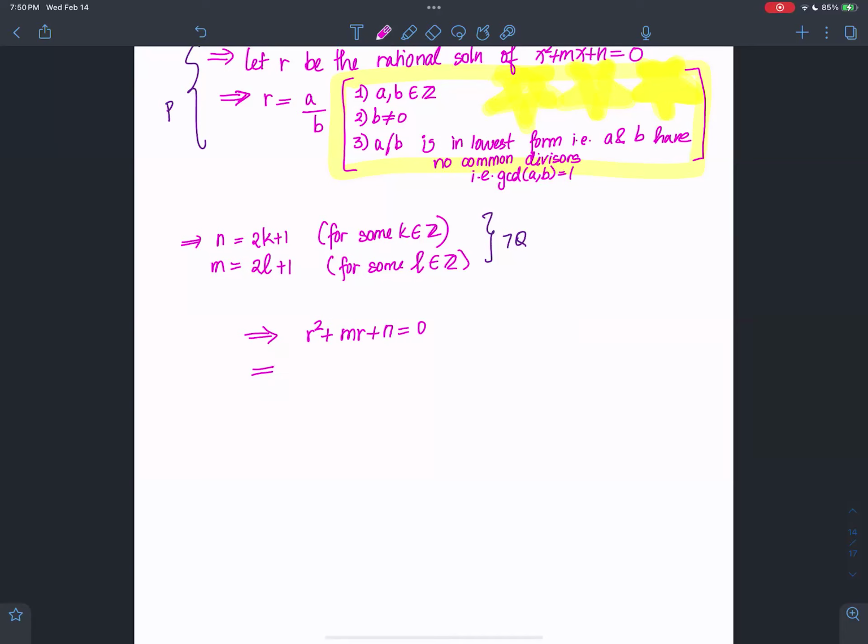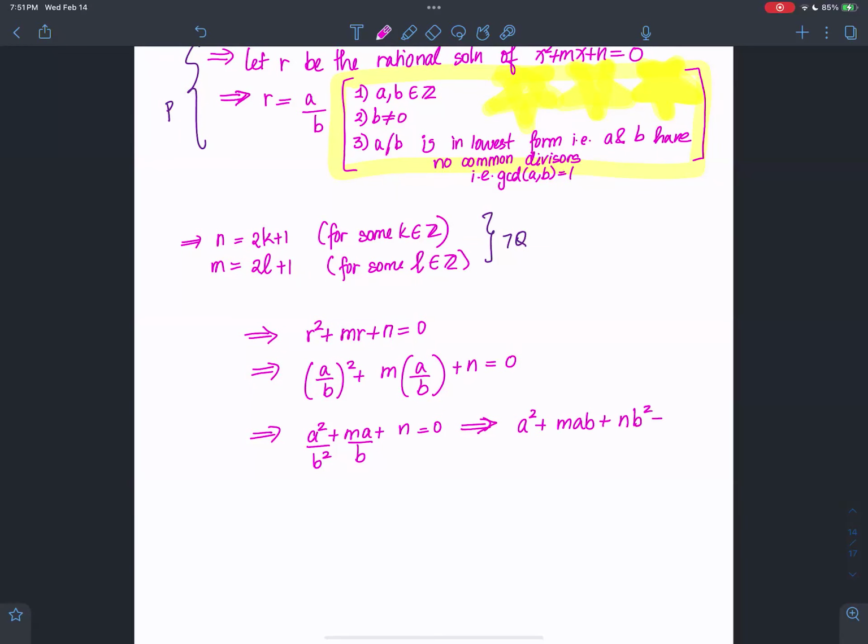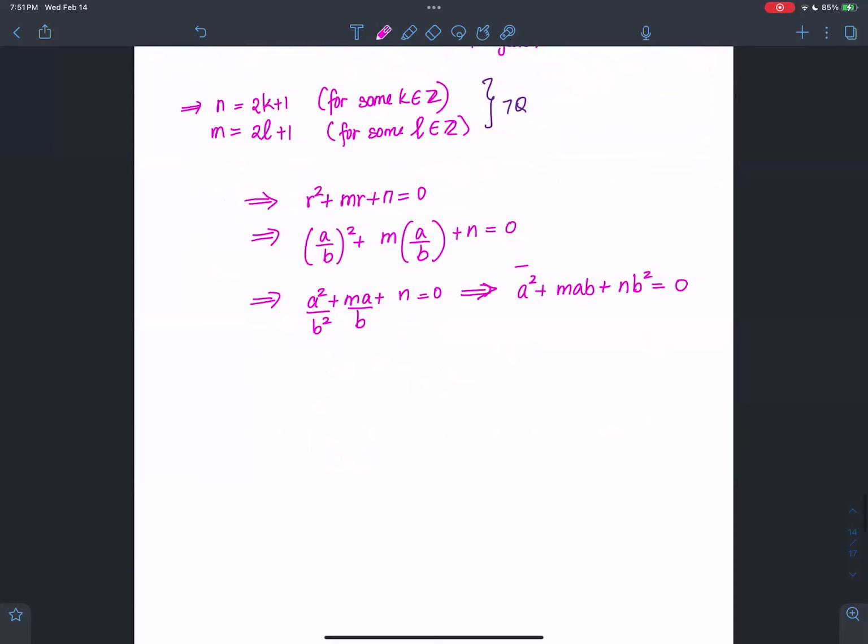Substituting for all of this, a by b the whole square, plus m times a by b, plus n equals 0. a squared plus m a plus n equals 0. Take common denominator: a squared plus m a b plus n b squared equals 0. So now this is the equation I'm working with.